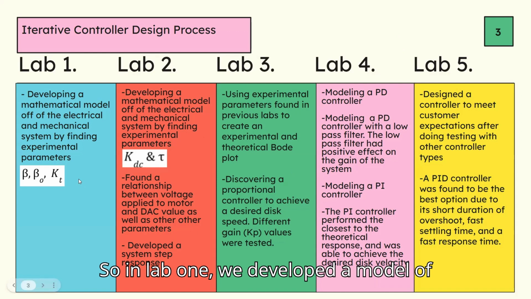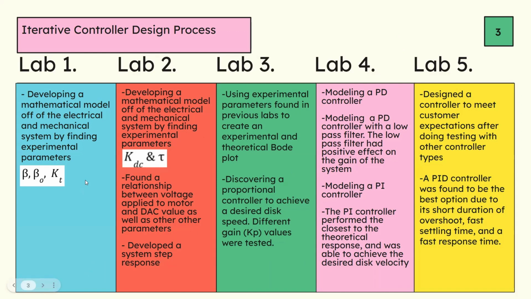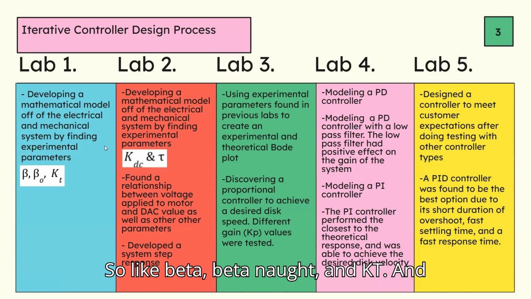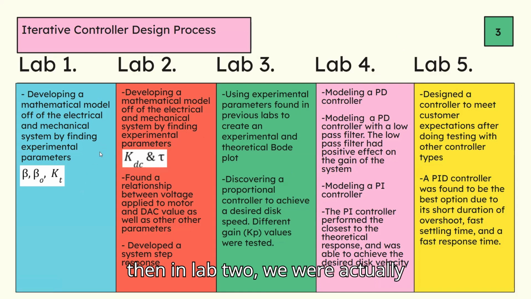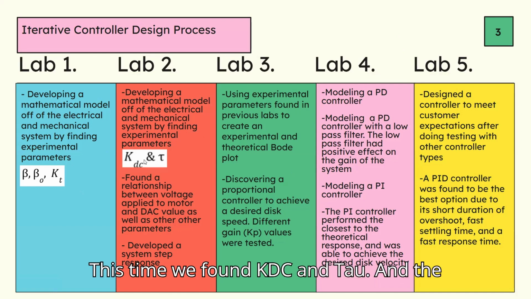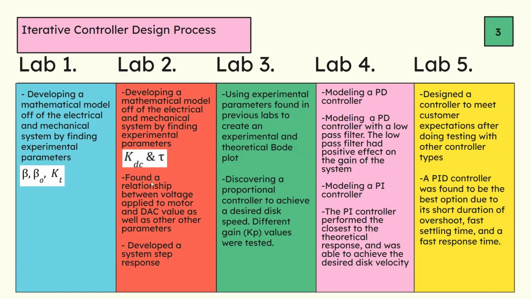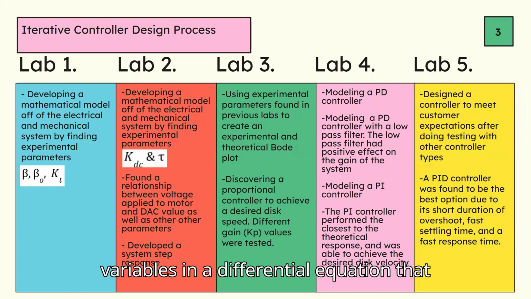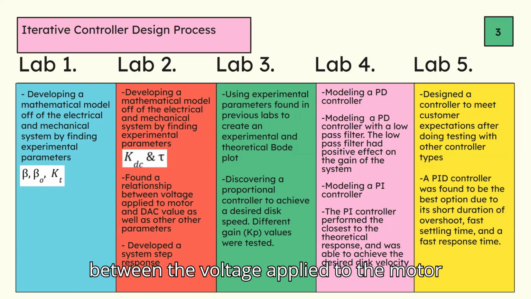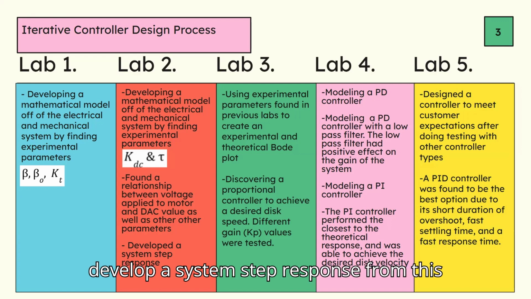In lab one, we developed a model of the electrical and mechanical system. We were able to find a few parameters, like beta, beta naught, and KT. In lab two, we modeled the system again. This time we found K, DC, and tau. The result of this was finding the variables in a differential equation that allowed us to find the relationship between the voltage applied to the motor and the DAC value. We were able to develop a system step response from this.